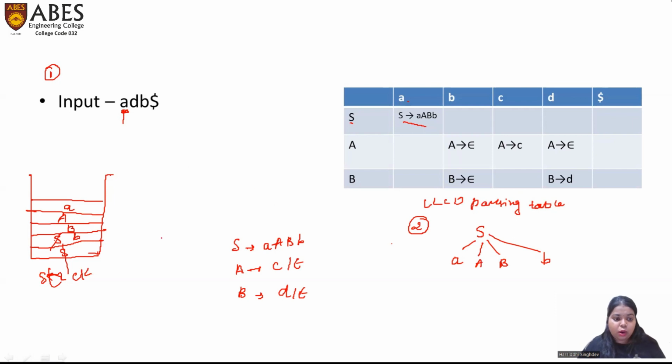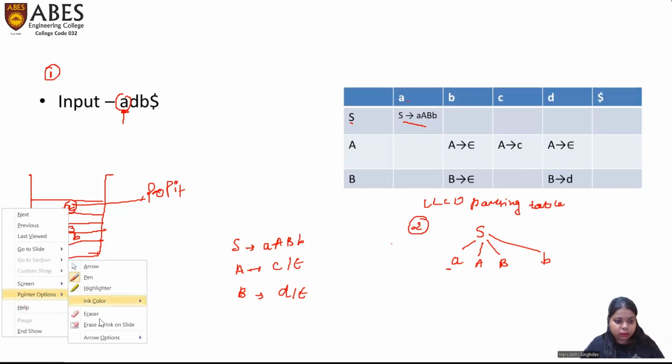Now on seeing small a, this a is matched, so we can pop it off. So we pop it off. We can say this edge or this branch is finalized. S tends to a is finalized. Now what is my top of the stack symbol? This is popped off. Okay, let's erase it.